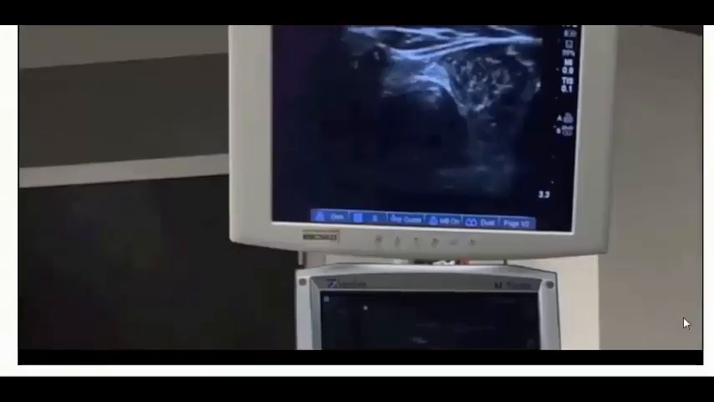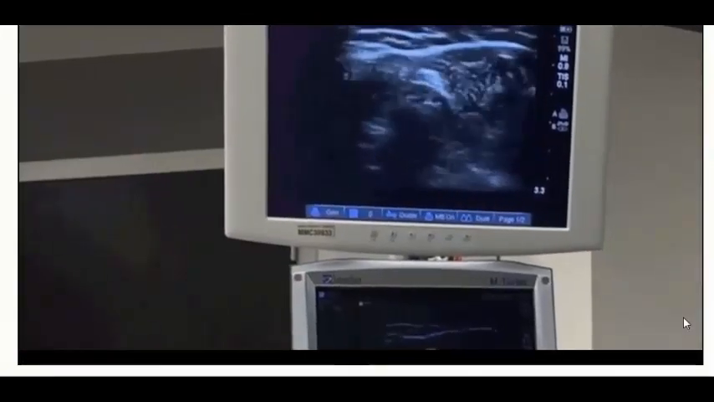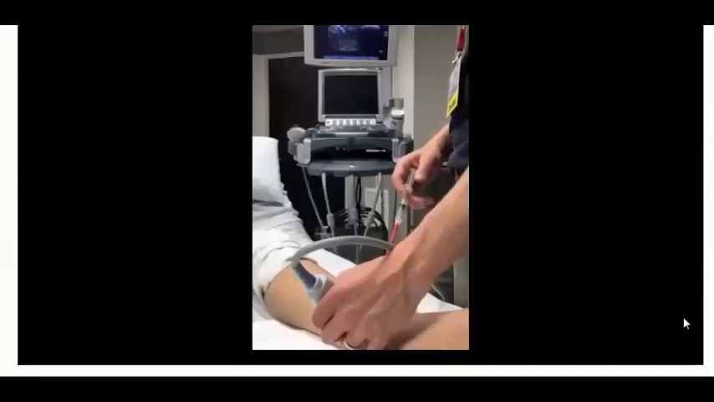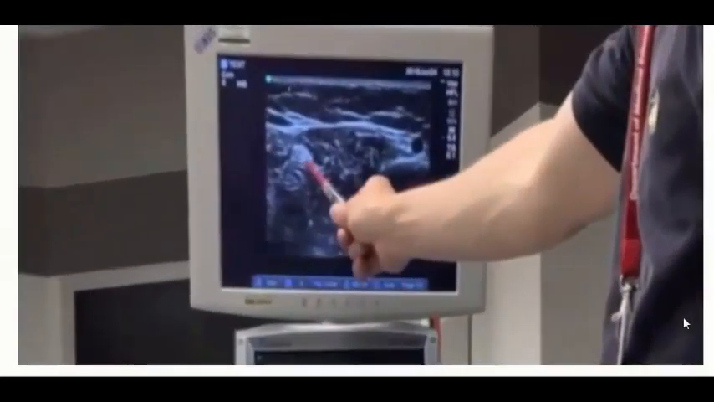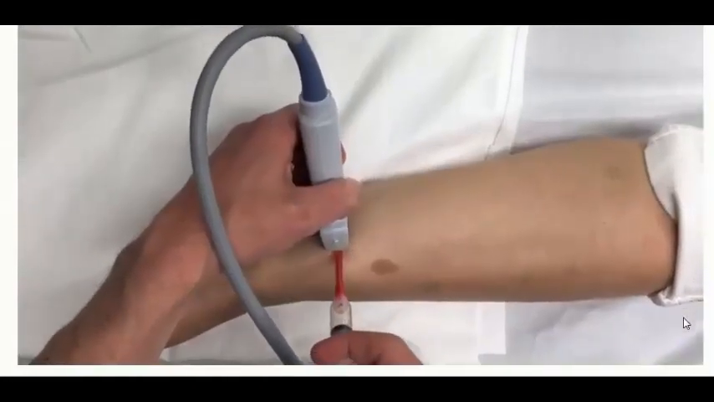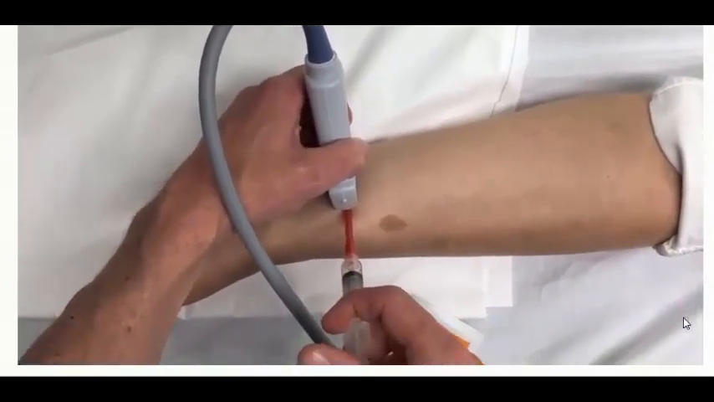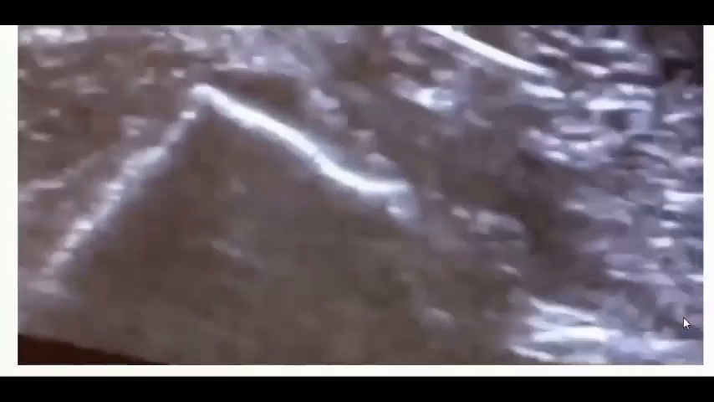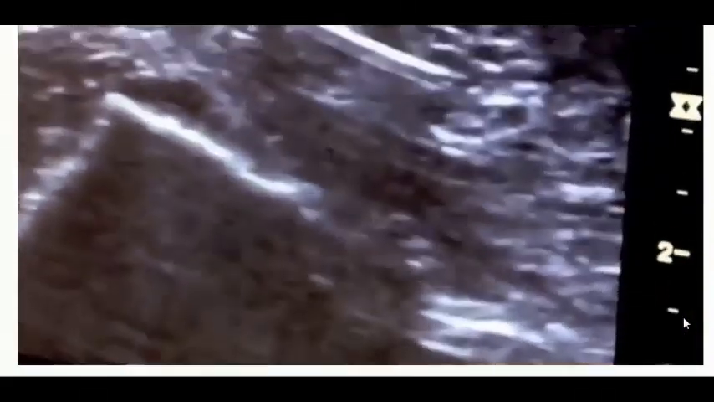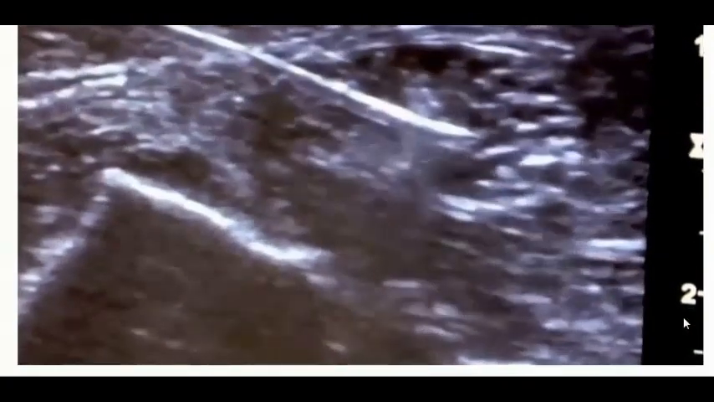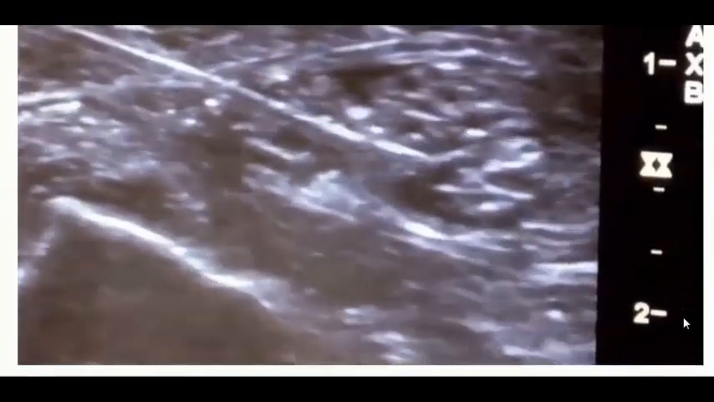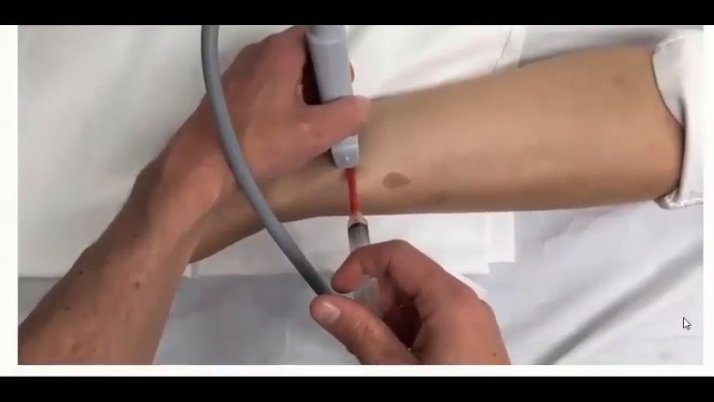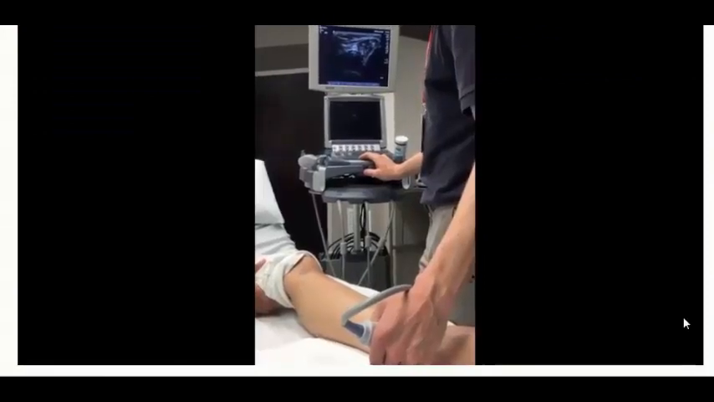Once you have an adequate view, cut the skin in the usual fashion. Introduce the needle in-plane, taking care to avoid vasculature. Apply small aliquots of anesthetic to ensure your position. The target should be the epineurium and not the nerve itself. Look for hydrodissection as you introduce around 5 cc's of anesthetic, seen here. Test for effective anesthesia and repeat as necessary.